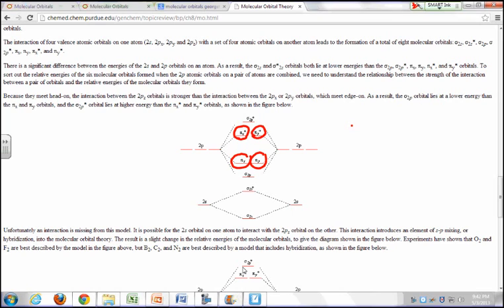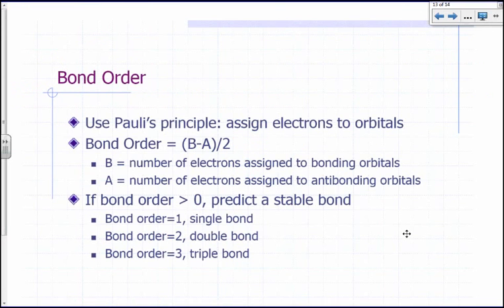You can construct pi star orbitals from a couple of px orbitals, and a pi star orbital from a couple of py orbitals. So what kinds of information can we get from a molecular orbital diagram? You use the molecular orbital diagram to calculate what's called the bond order.